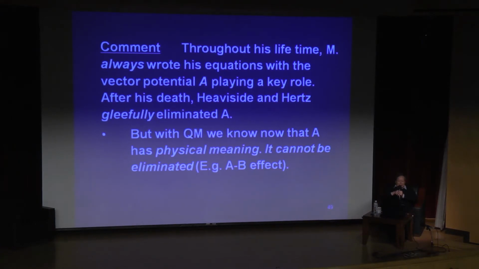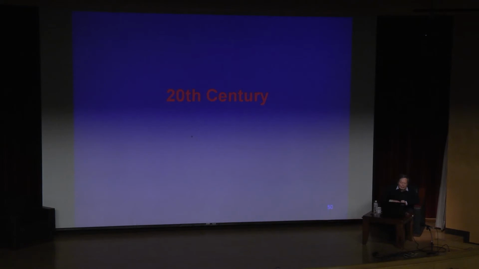My comment. Throughout his lifetime, Maxwell always wrote the equations with the vector potential A playing a key role. After his death, Heaviside and Hertz gleefully eliminated the vector potential A. But in the 20th century, with quantum mechanics, we now know that A has physical meaning. It cannot be eliminated. For example, in the Aharonov-Bohm experiment.